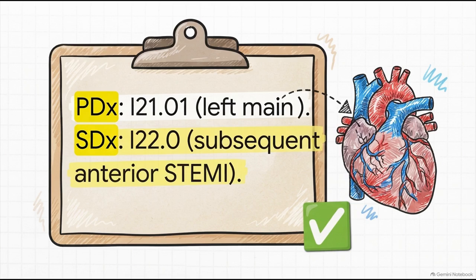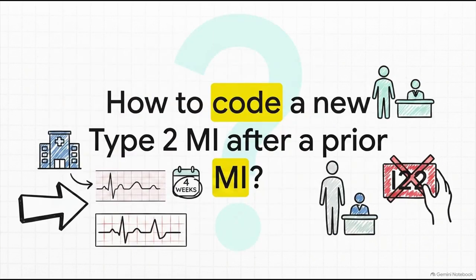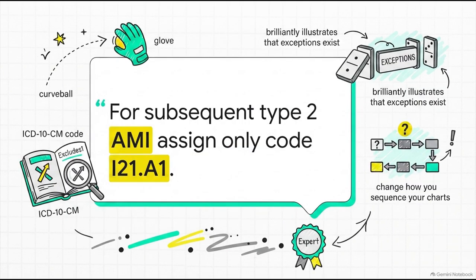Makes sense, right? Let's look at one final, slightly tricky scenario. What code should be assigned when a patient is readmitted to the hospital with a new Type 2 acute MI occurring within 4 weeks of a previous Type 1 or Type 2 MI? We know they're within that 4-week window, so your gut instinct might be to reach right for that I22 subsequent code. But wait, the official guidelines throw us a complete curveball here.